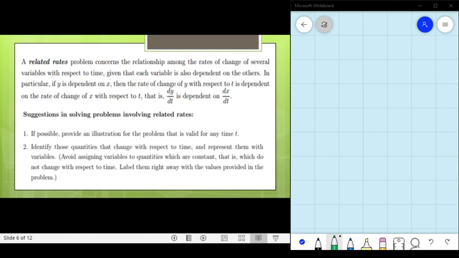These are the 8 suggestions in solving problems involving related rates. Number 1, if possible, provide an illustration for the problem that is valid for any time t. Next, identify those quantities that change with respect to time and represent them with variables. Avoid assigning variables to quantities which are constant, that is, which do not change with respect to time. Label them right away with the values provided in the problem.